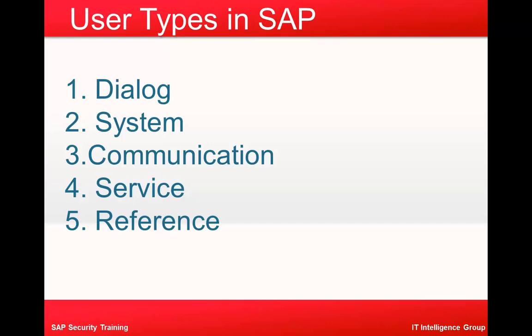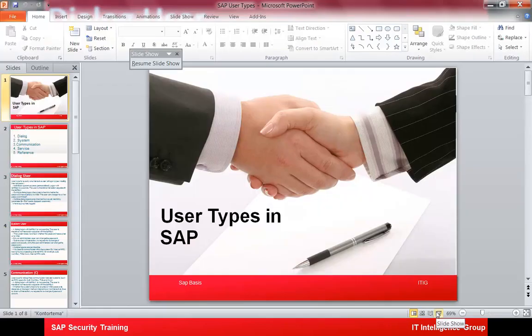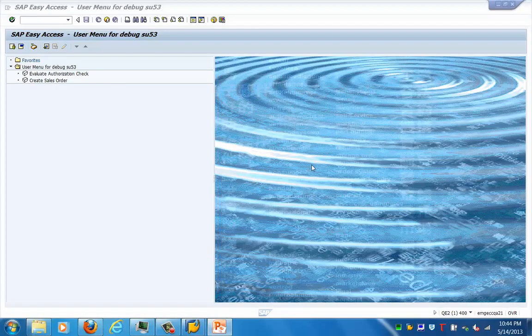So basically these are the types of users which are defined in SAP. First thing, dialog user. A dialog user is basically what a common, general, generic user is called whenever we log into the system. Let's get into the system and I'll show you how to create a dialog user.